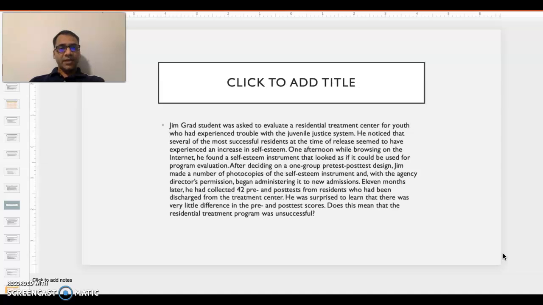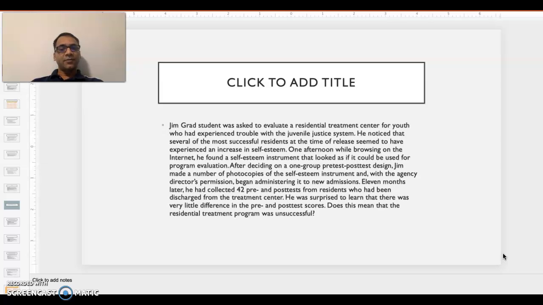This is a case study where Jim, a grad student, was asked to evaluate a residential treatment center for youth who had experienced trouble with the juvenile justice system. He noticed that several of the most successful residents at the time of release seemed to have experienced an increase in self-esteem. One afternoon, while browsing on the internet, he found a self-esteem instrument that looked as if it could be used for program evaluation.